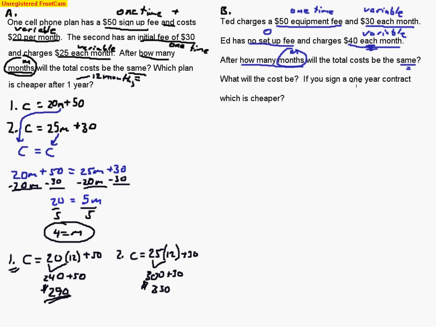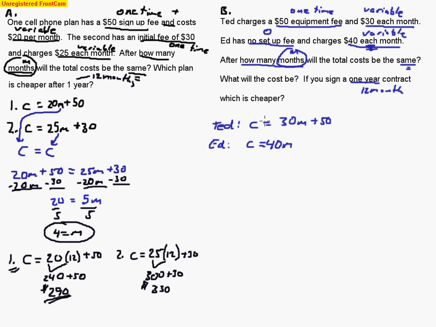And so we said 1 year represents 12 months. And we're breaking it down to months because the rate is per month. So we need to have the same units. So we're ready to set up our charges here. Ted, his charge is, so cost equals, and then we have a $50 setup fee and $30 each month. So $30 times the number of months plus $50. Ed, well, he has no initial fee, but he charges $40 per month. So we have no fee to add there.